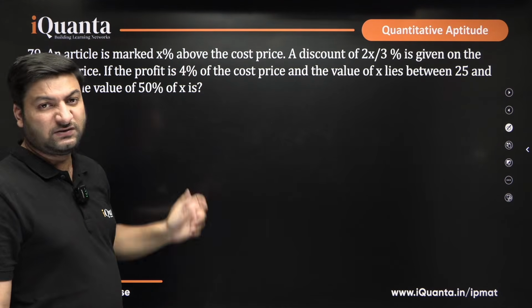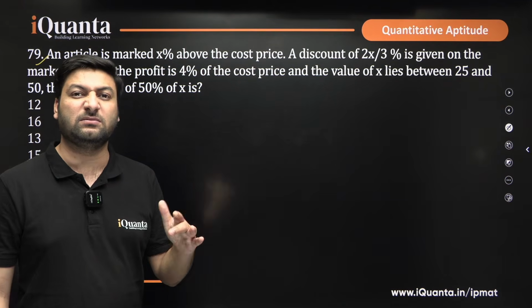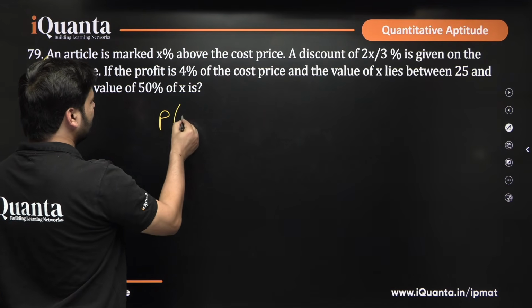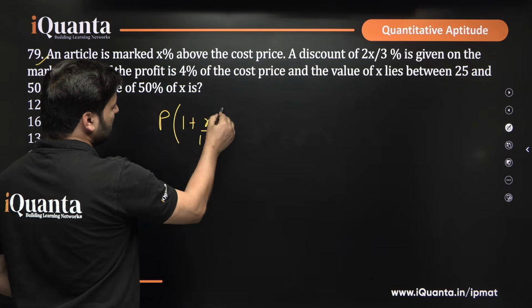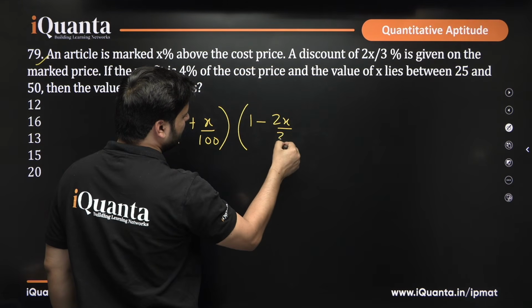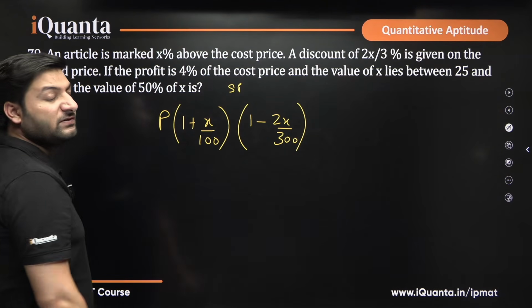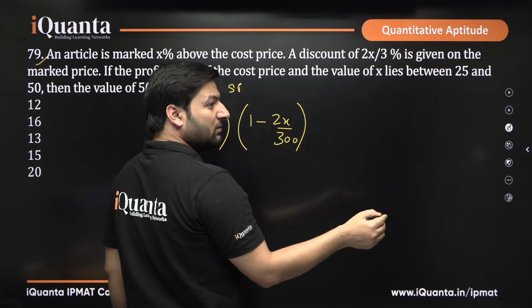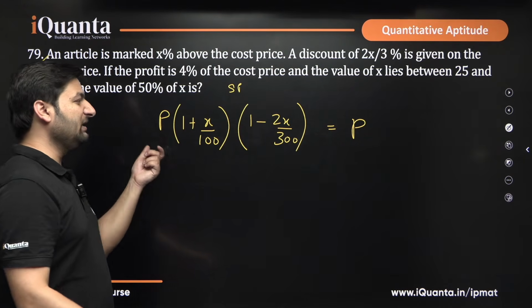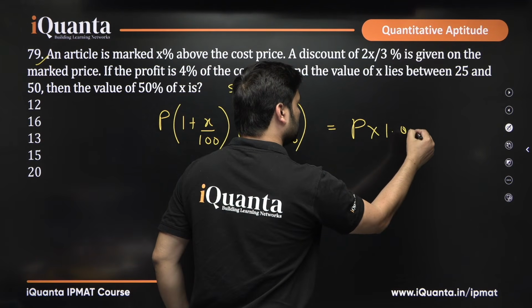So here the profit is 4%. If you add profit to CP, it becomes SP. So in this process, if P is my cost price, I increase it by X%, this becomes MP. On MP you give a discount of 2x by 3, so it becomes 1 minus 2x by 300, right? 2x by 3 into 100, that is this. This is actually your SP, and you have been given that there is 4% profit. If you add profit to CP, it becomes SP. So if you multiply CP, that was P, by 1.04, this is what you will get, isn't it?